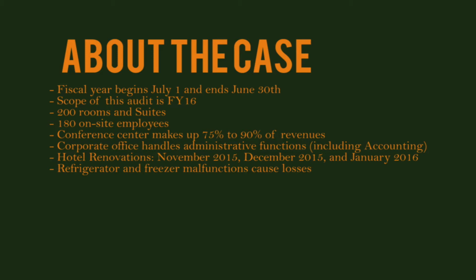It's important to note that during November and December of 2015 and January of 2016, Peach State University underwent renovations in their hotel, causing them to lose out on some revenue. Also, they had a refrigerator and freezer malfunction that caused them to lose their perishable foods in the process.